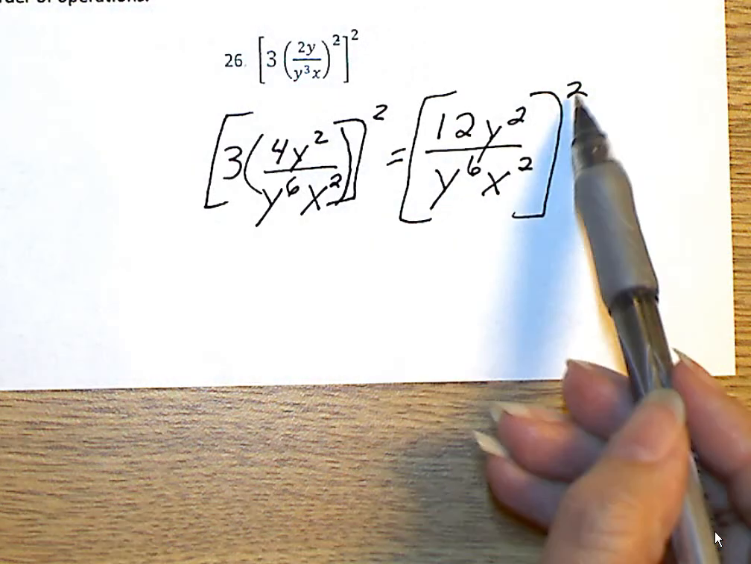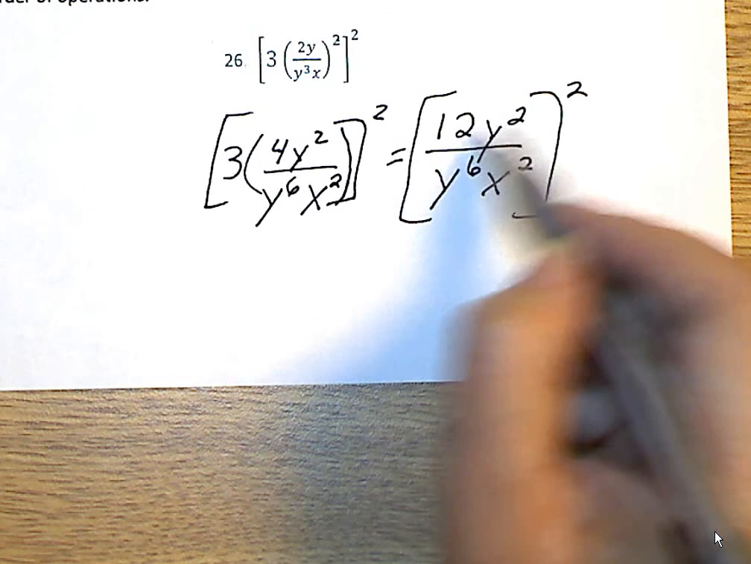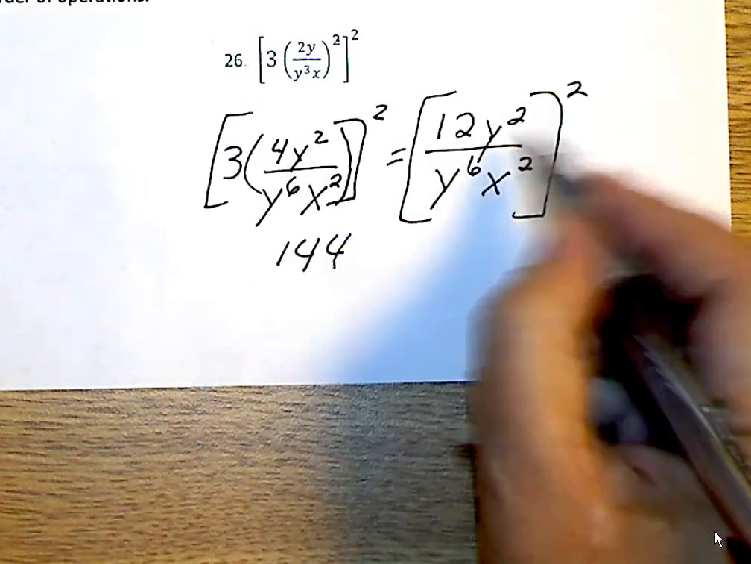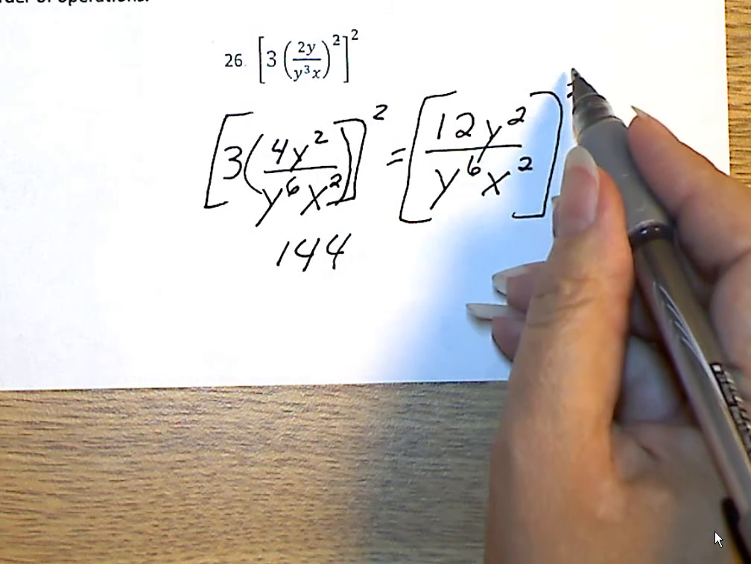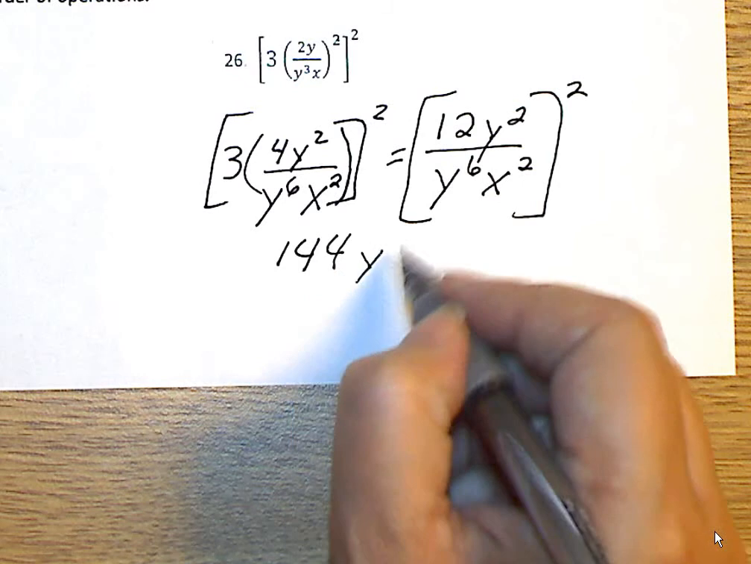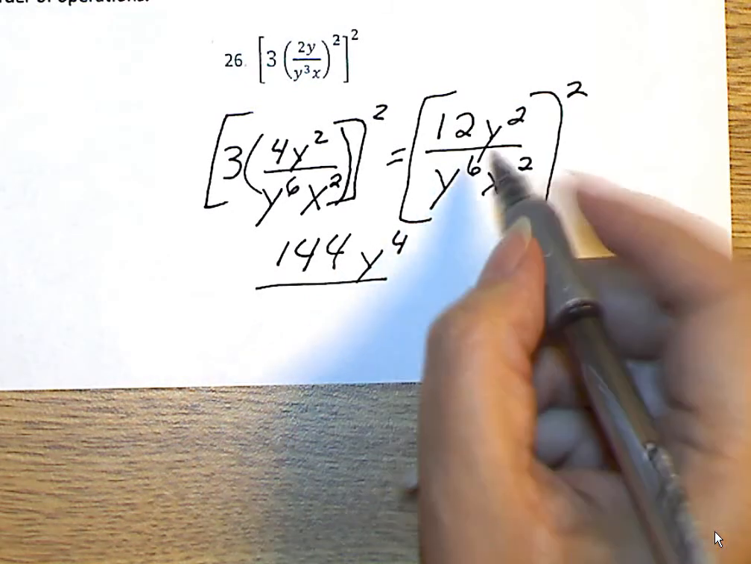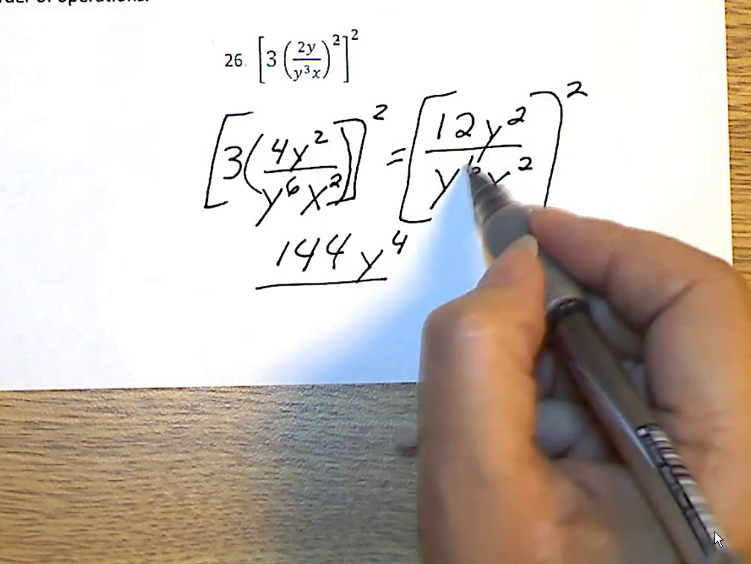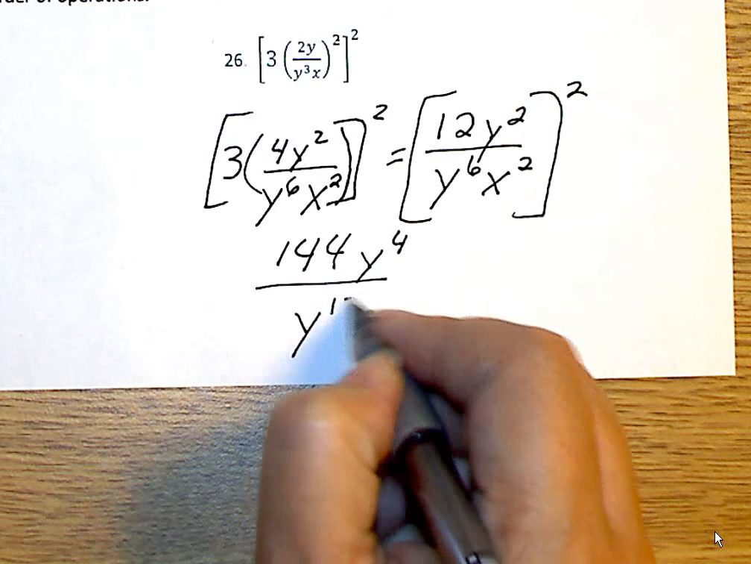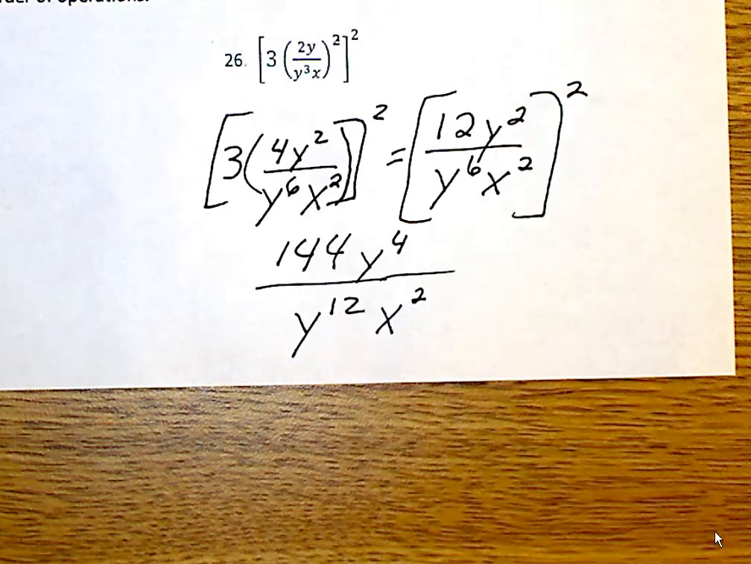Then you have to remember to distribute this square to all of it. So 12 squared is 144. Y squared raised to the 2. What do we have to do to these? Multiply them. So I have y to the 4th. And then we have y to the 6th, and 6 and 2 gives me the 12. And then we have x squared. Last thing we have to do is just reduce.